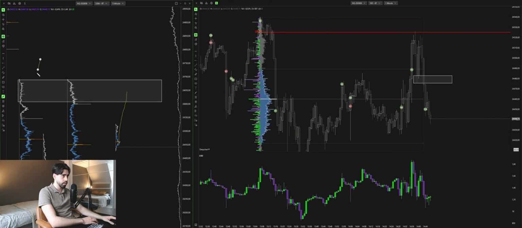Okay, what do we know? We rejected once, twice, and we shifted lower. So institutionals are pushing it lower. All I know is that this is a good area to sell. That's all.